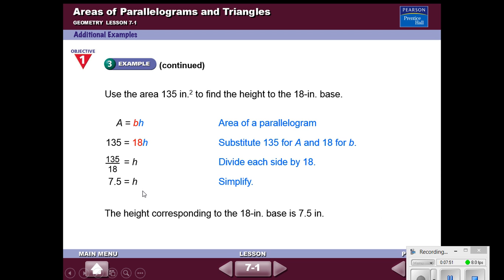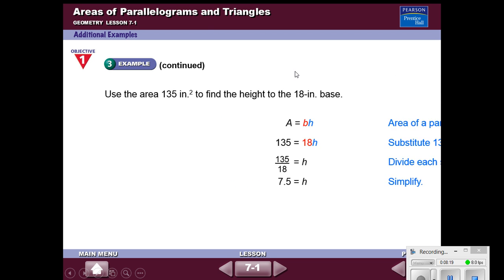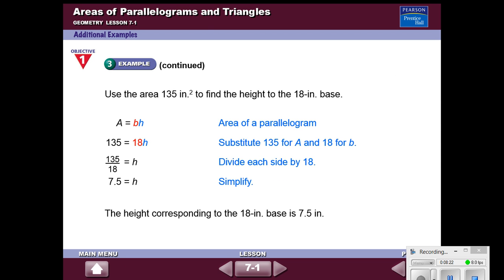So I'm going to work that out and find that the other height in the parallelogram is going to be 7.5. So it's basically saying there's a 9-inch and an 18-inch side, and the height to the 9-inch is 15. So 9 times 15 is going to give me the same as 18 times something else. So 9 times 15 resulted in 135. So 18 times h is going to equal 135, and in that case, it's going to be 7.5.